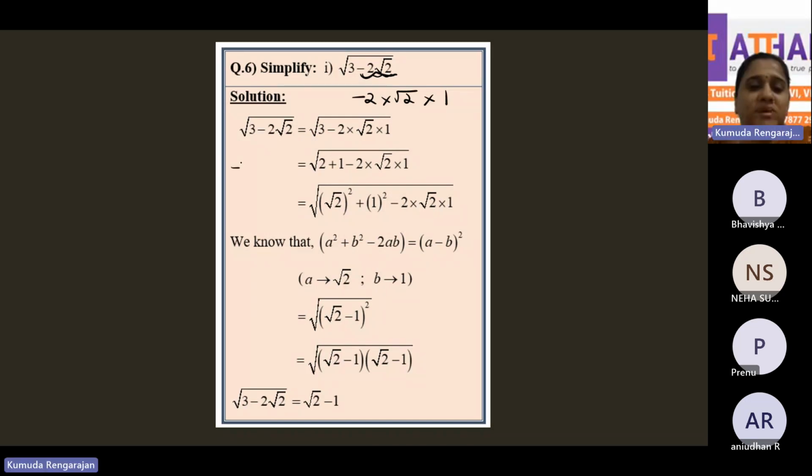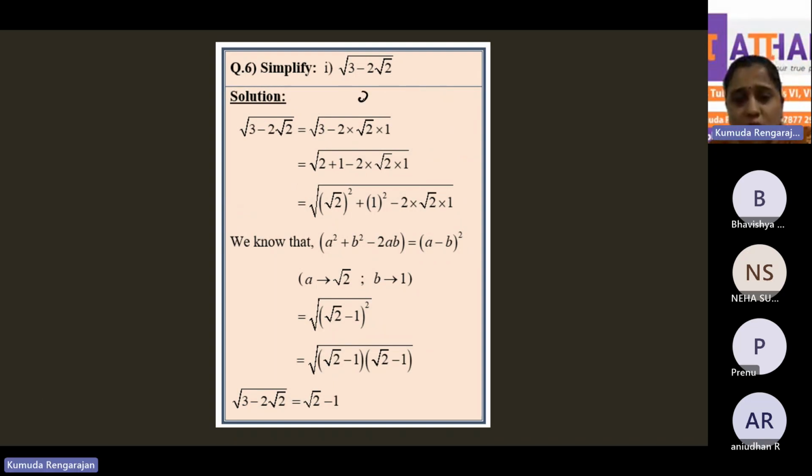What is minus 2 root 2? Minus 2 root 2 can be written as minus 2 into a into b. b is not there, so we'll put a 1. Don't put a 0, put 1. So from this, what is your a? Root 2. What is your b? 1. Because 2ab is 2 into a into b. This is a, this is b.